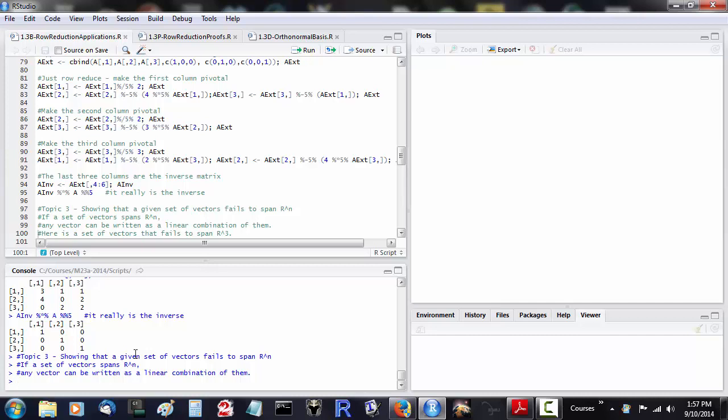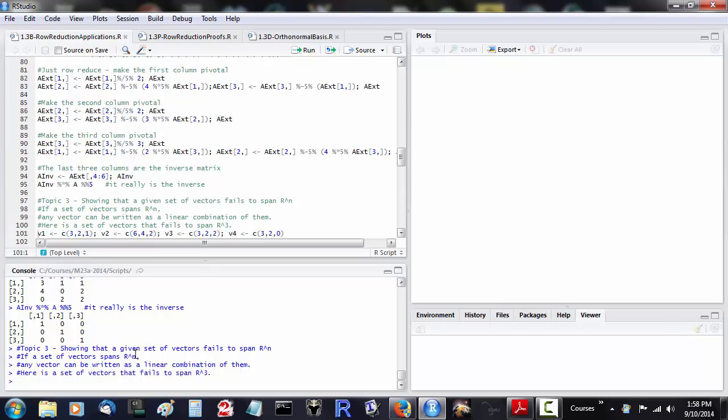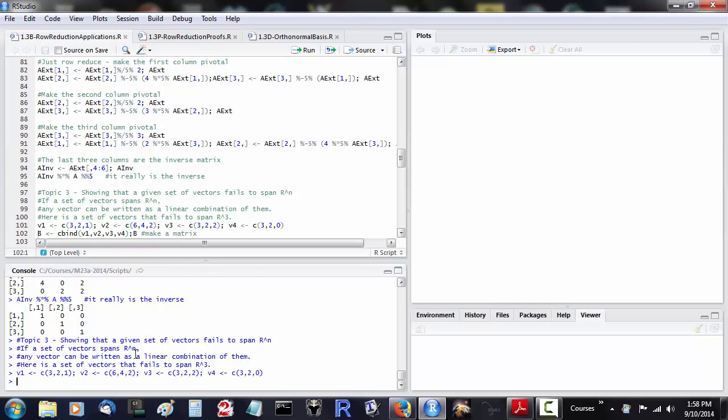Remember what span means. If a set of vectors spans Rn, then any vector in Rn can be written as a linear combination of them, not necessarily uniquely. So here's a set of vectors that fails to span R3. You look at them and say, there's 4 of them. How can they fail to span a 3-dimensional vector space?